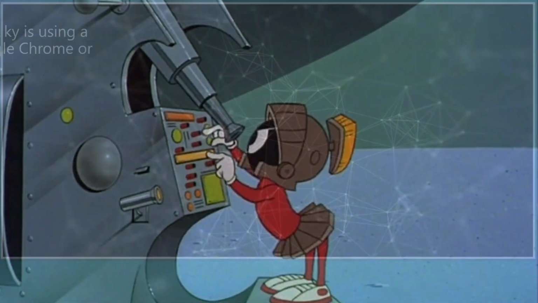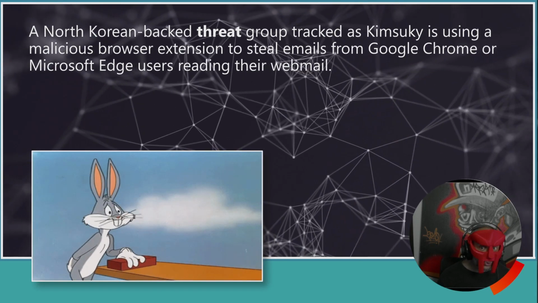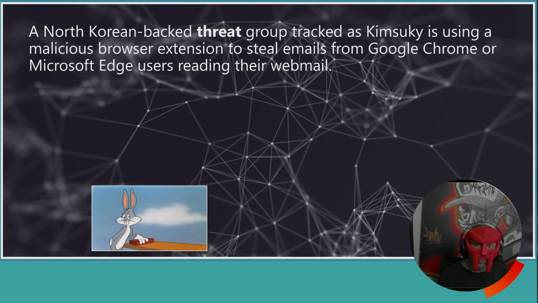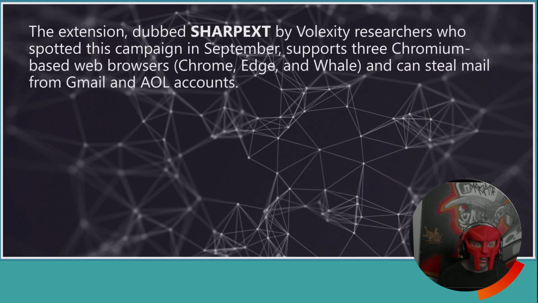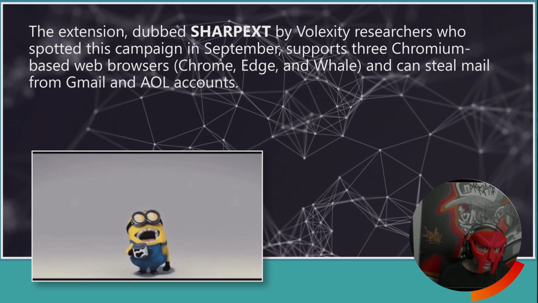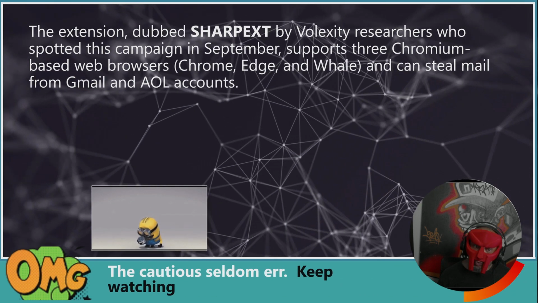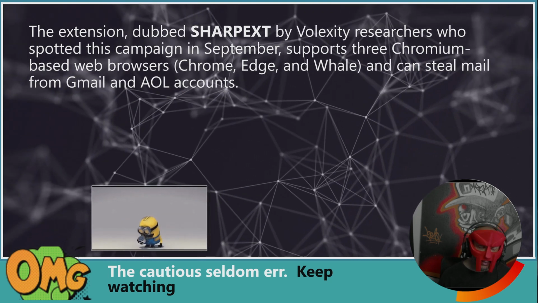I could pinch them. A North Korean-backed threat group tracked as Kimsuky is using a malicious browser extension to steal emails from Google Chrome or Microsoft Edge users reading their webmail. The extension, dubbed SHARPEXT by Volexity researchers who spotted this campaign in September, supports 3 Chromium-based web browsers, Chrome, Edge, and Whale, and can steal mail from Gmail and AOL accounts.